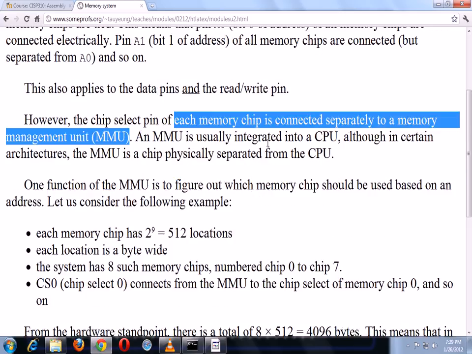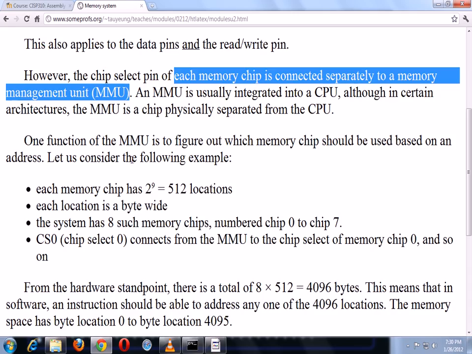The MMU is usually integrated into a CPU these days, although in certain architectures it is actually physically separated from the CPU. It's getting harder and harder to find an architecture where the MMU is separated physically from the CPU itself. One function of the MMU is to figure out which memory chip should be used based on an address. All right, so this part gets interesting, and I will use an analogy later.